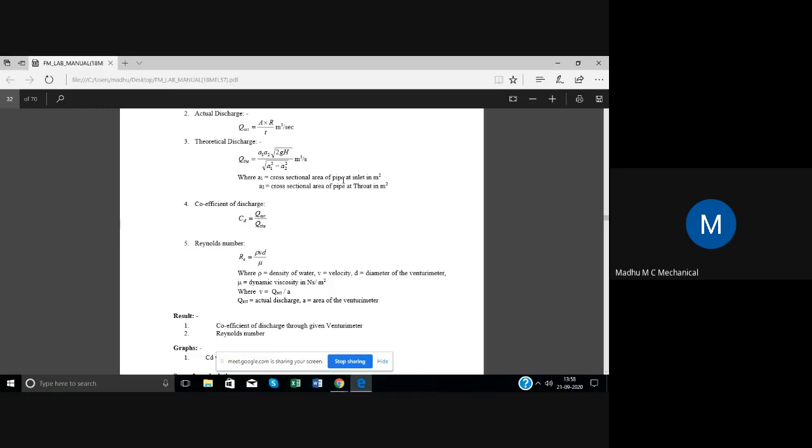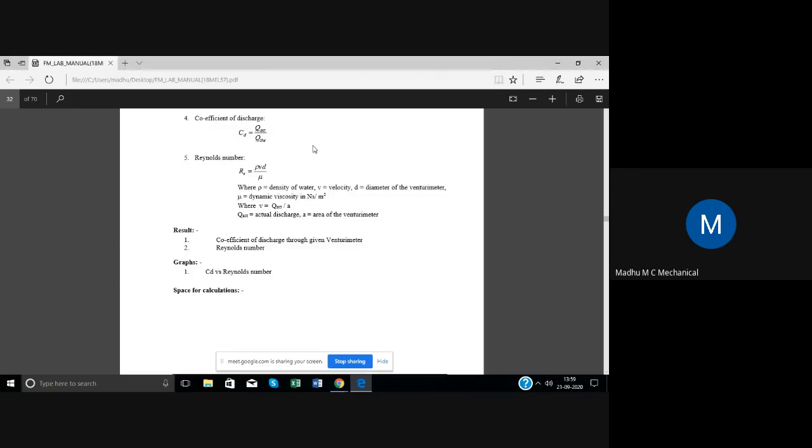Then theoretical discharge is equal to A1, A2. A1 is the cross-sectional area of the venturimeter inlet in meter square, which is equal to pi by 4 D1 square. A2 is the cross-sectional area of the venturimeter throat, so A2 is equal to pi by 4 D2 square. And coefficient of discharge CD is Q actual by Q theoretical. Find the value of CD.